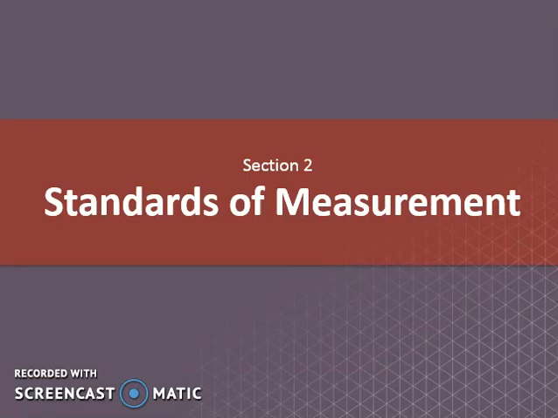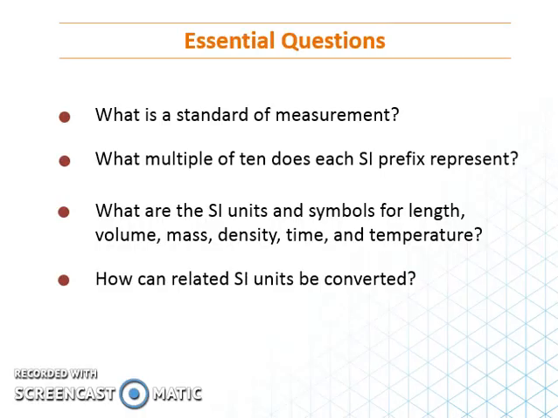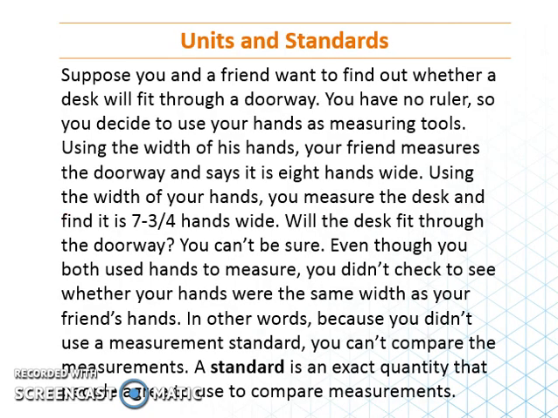Section 2, Standards of Measurement. Your essential questions, there's 4 of them this time for 1.2. What is a standard of measurement? What multiple of 10 does each SI prefix represent? What are the SI units and symbols for length, volume, mass, density, time, and temperature? And how can related SI units be converted?